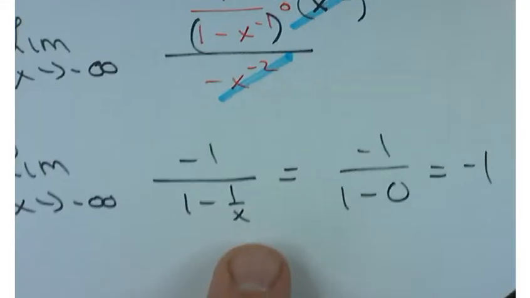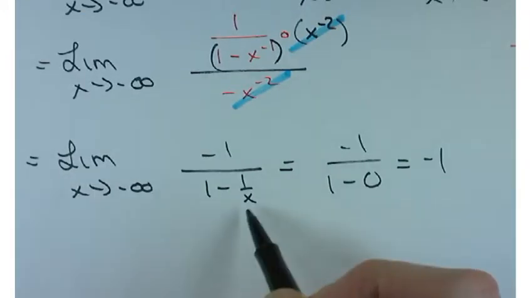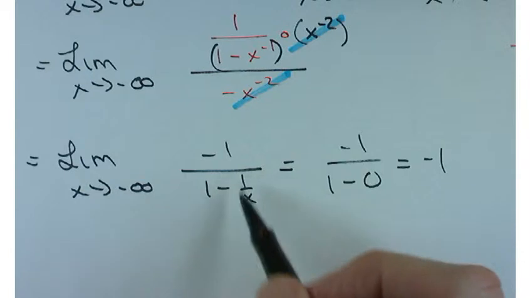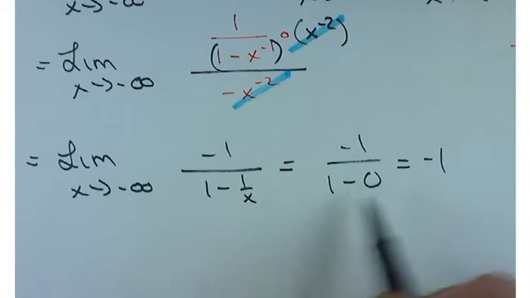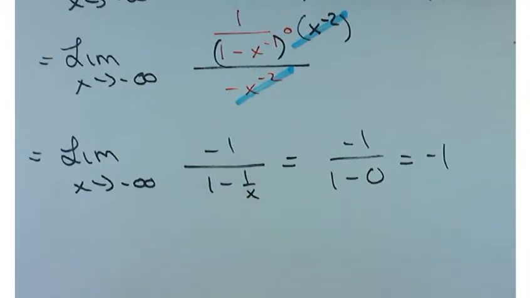But just think of it this way. If you put in bigger and bigger numbers here, 10,000, or I should probably say negative 10,000, negative 10 million, this is going to get really, really small, right? And it's getting closer and closer to 0 as this gets really, really big. Yes.